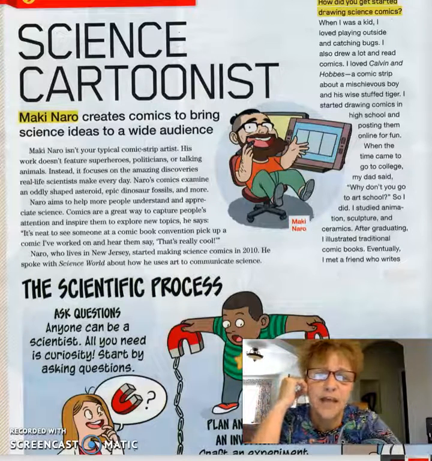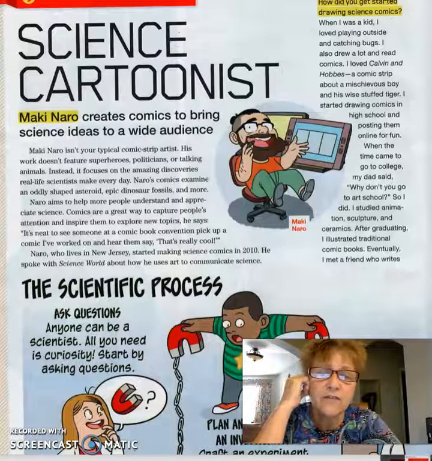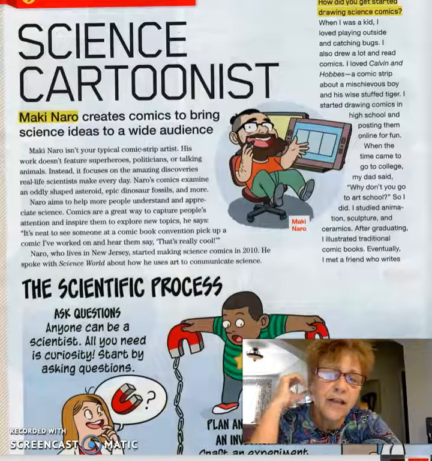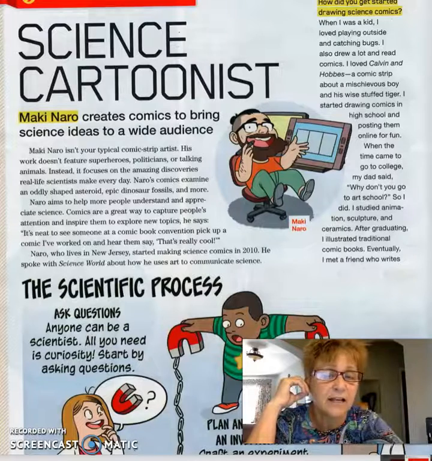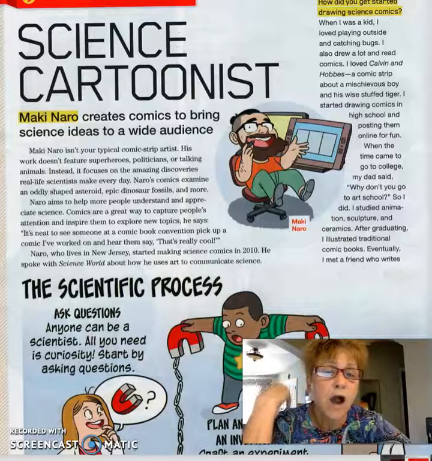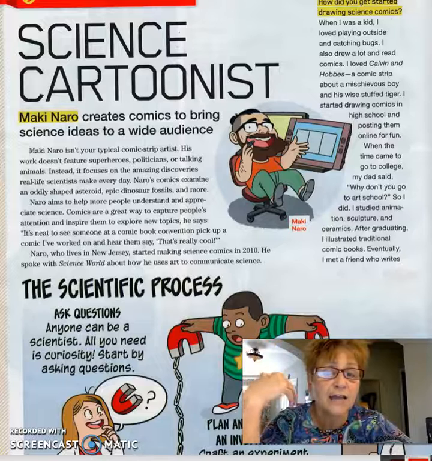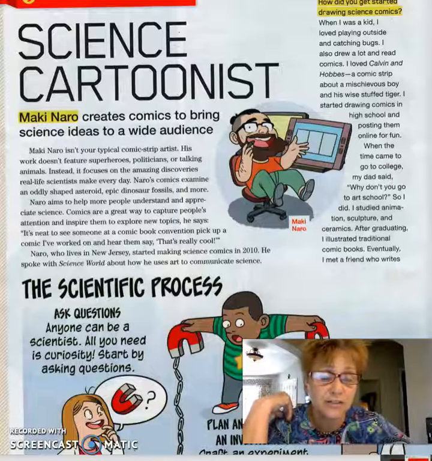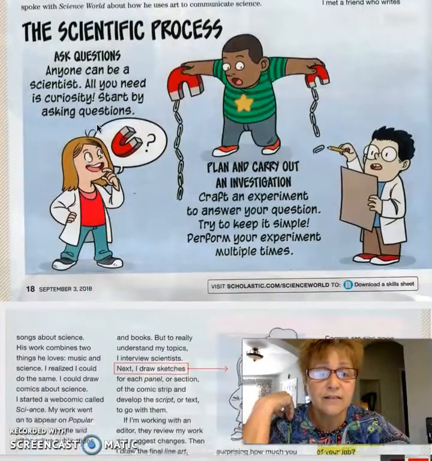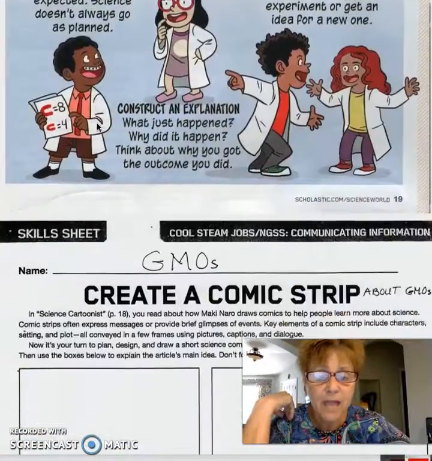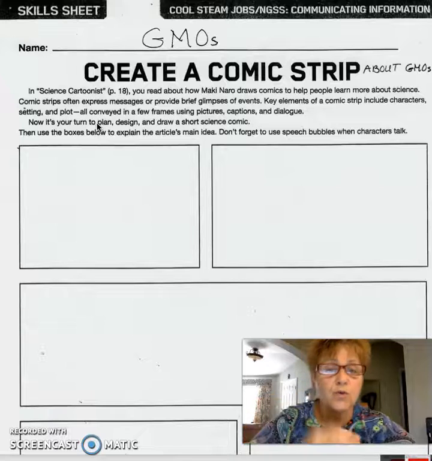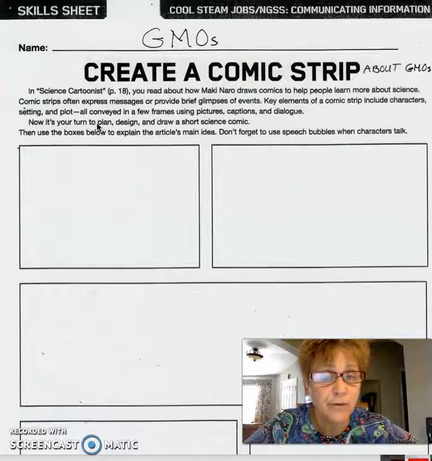Hi, it's Mrs. Hickey, and it is week 4 of e-learning, and this is an article about science and cartoonists and why they have comics, and it's to bring science ideas to a wider audience. And then you read this article, and then you're going to make a comic strip about genetically modified organisms.